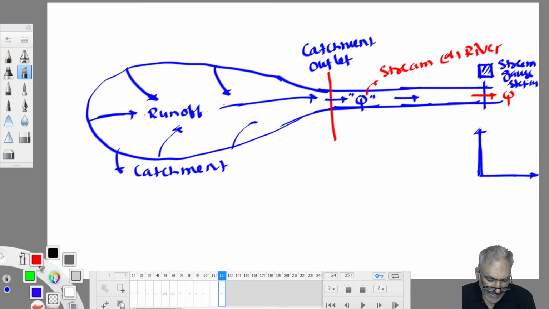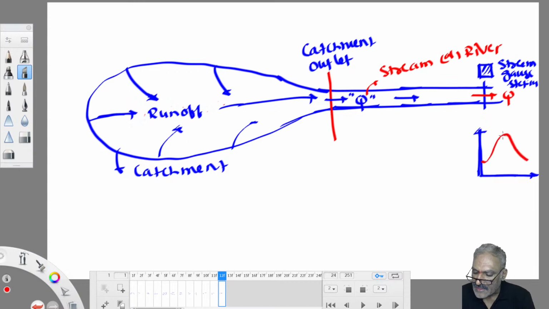Therefore, indirectly we measure runoff resulting from a catchment by measuring stream discharge. If the catchment stops draining runoff, there is no discharge in the stream. If the catchment drains runoff into the stream, then there is a discharge in the stream. Therefore, that part we measure. Is it clear now?